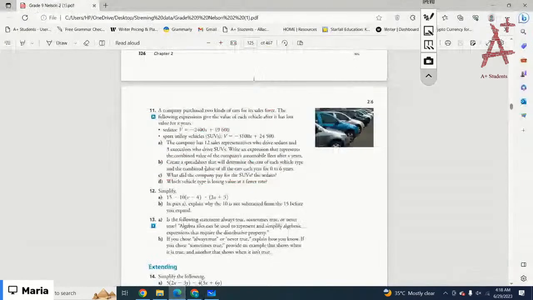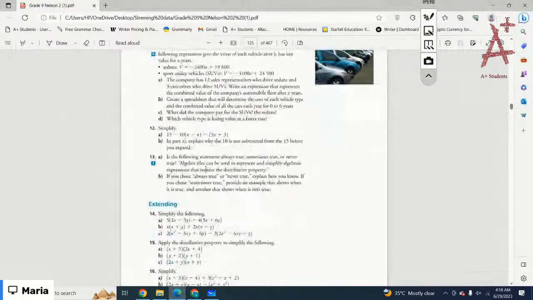Let's move on to question number 12. Simplify 15 minus 10 times (x minus 4) minus (3x plus 3). In part A, explain why the 10 is not subtracted from the 15 before you expand. Because we cannot. If you look at the order of operations, you have to multiply first. So first you have to multiply 10 with x minus 4, and then you have to add or subtract.